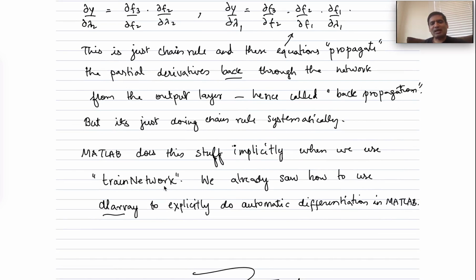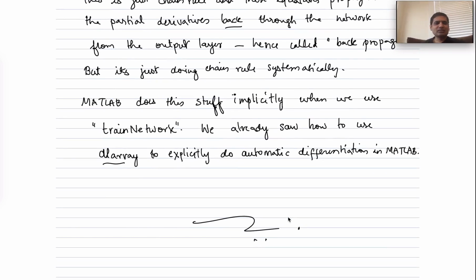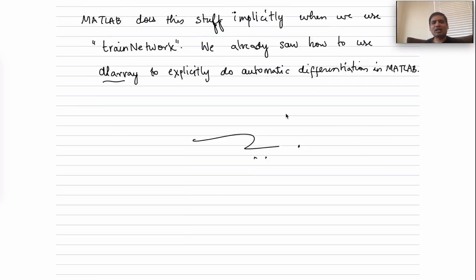When you use MATLAB's train network to do deep learning optimization, MATLAB implicitly uses backpropagation, or basically automatic differentiation, to evaluate all the gradients and so on to do gradient descent. Okay, and we already saw how to use dlarray and dlgradient to explicitly do automatic differentiation in MATLAB. Okay, so that's the end of this little terminology note.